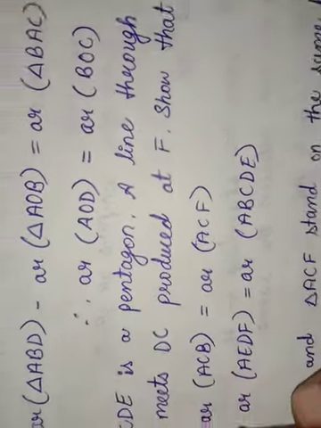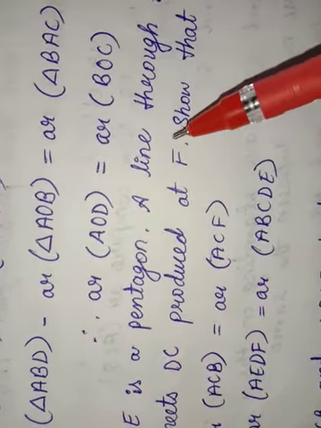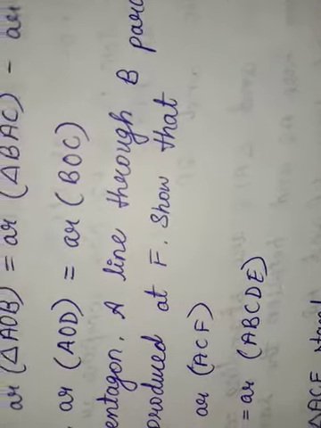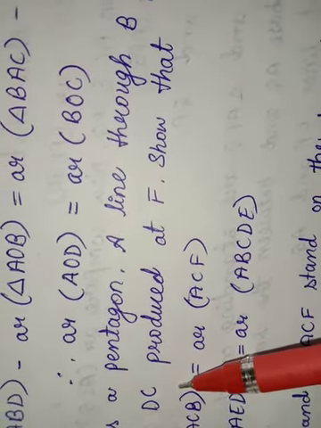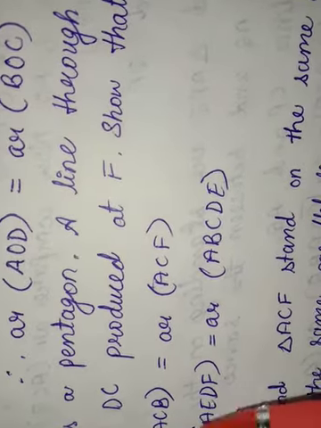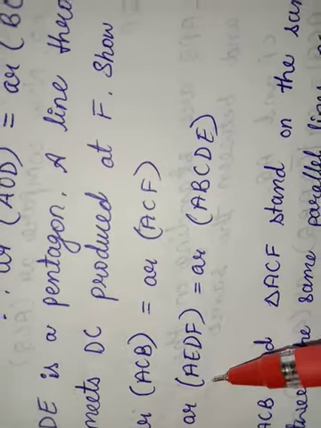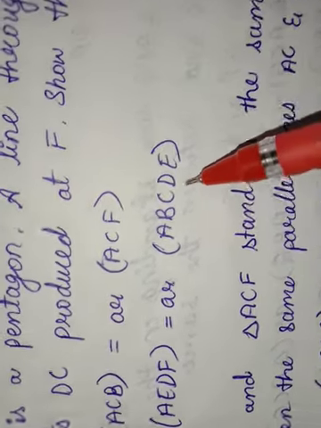So, the 11th problem is: ABCDE is a pentagon. A line through B parallel to AC meets DC produced at F. Show that area ACB is equal to area ACF. Area AEDF is equal to area ABCDE.